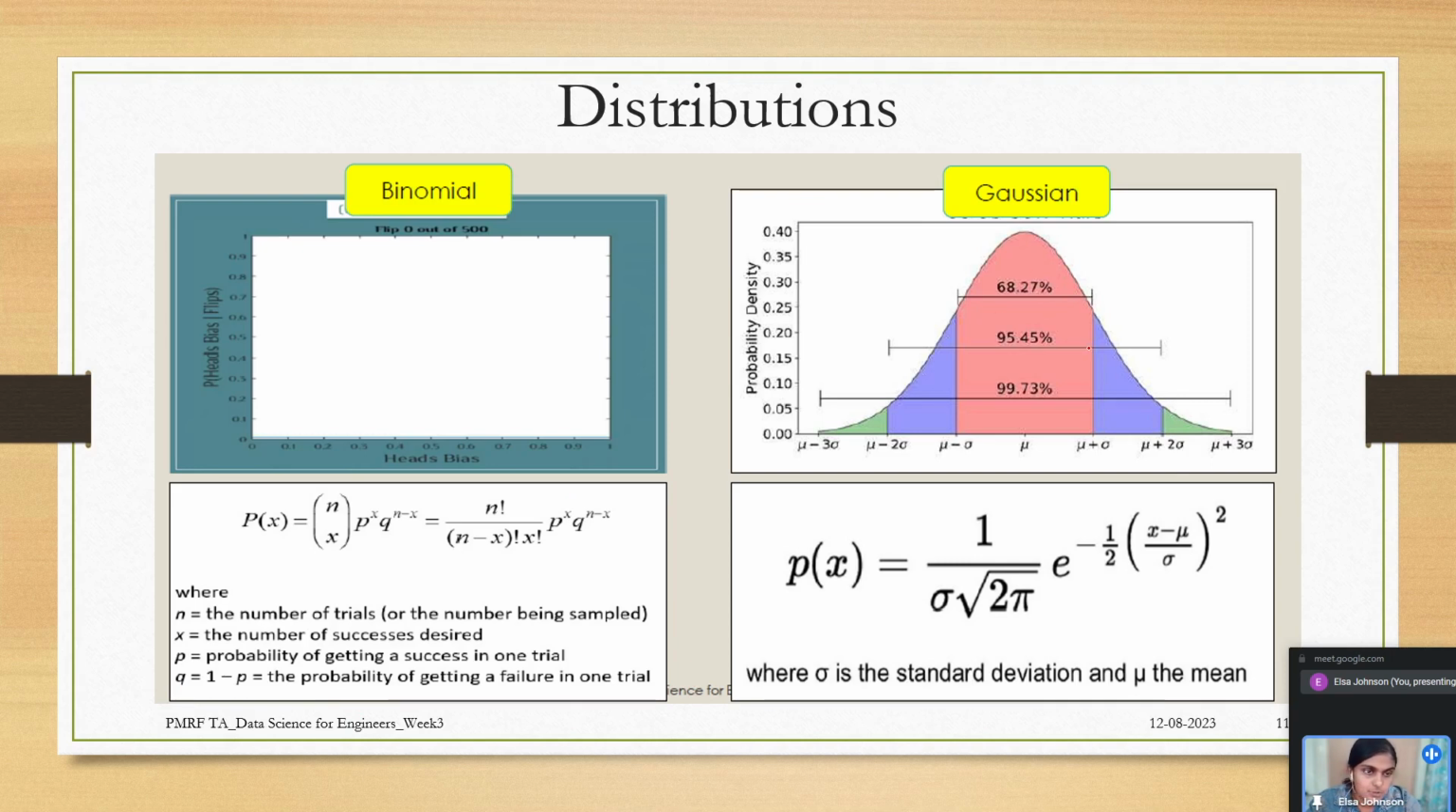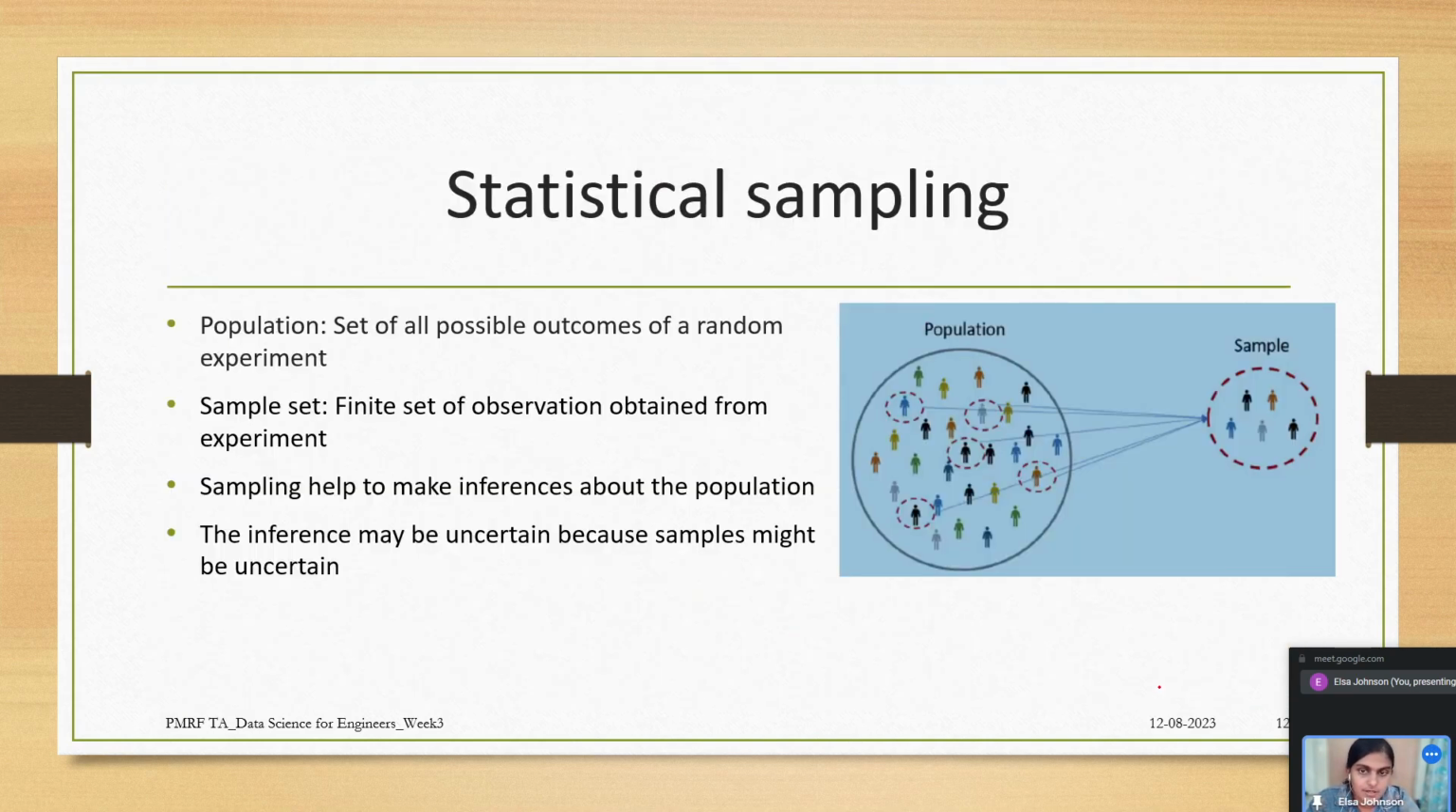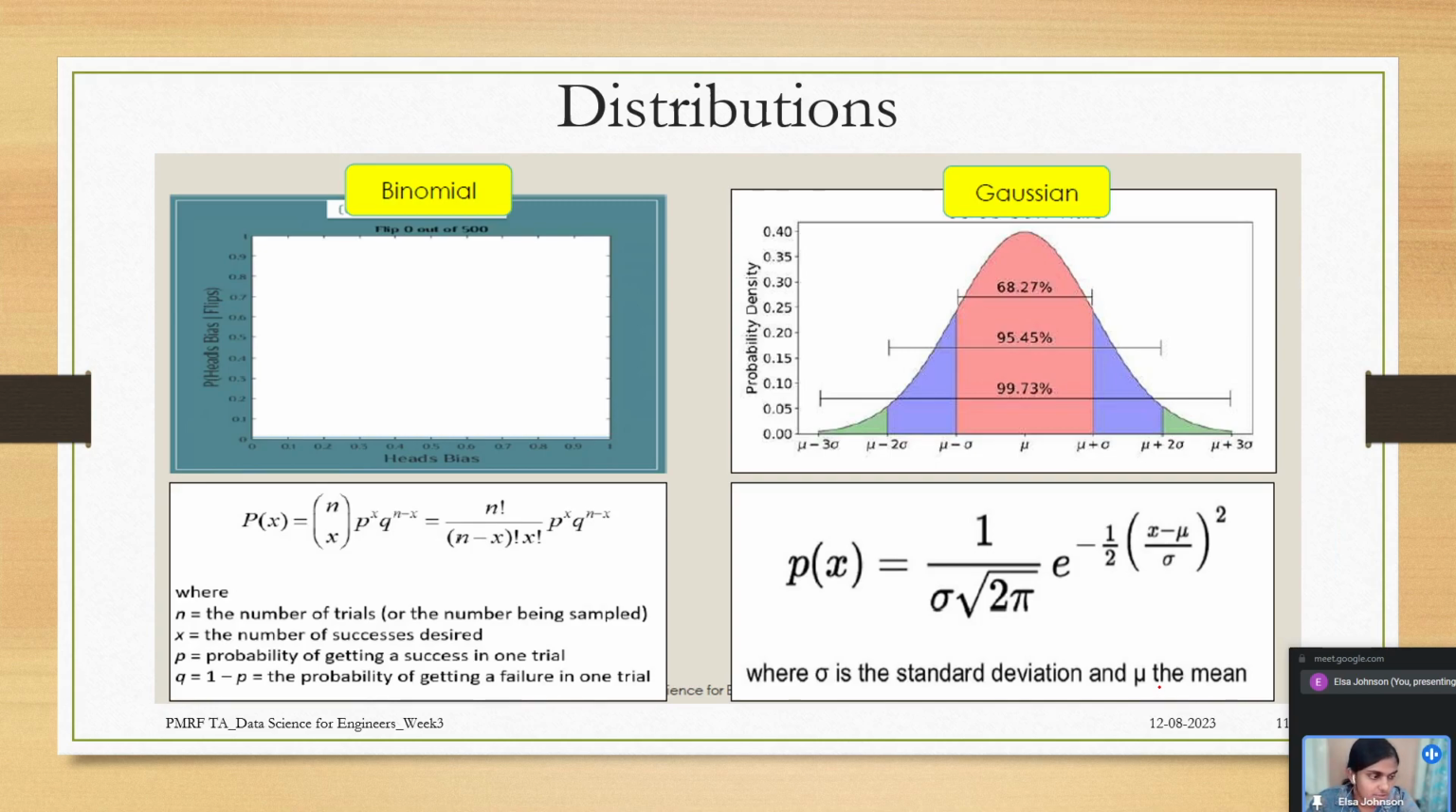Then another distribution is the Gaussian distribution, where p of x is equal to 1 by sigma root 2 pi e raised to minus 1 by 2 x minus mu by sigma the whole square, where sigma is the standard deviation and mu is the mean. All these you have seen in your lectures.